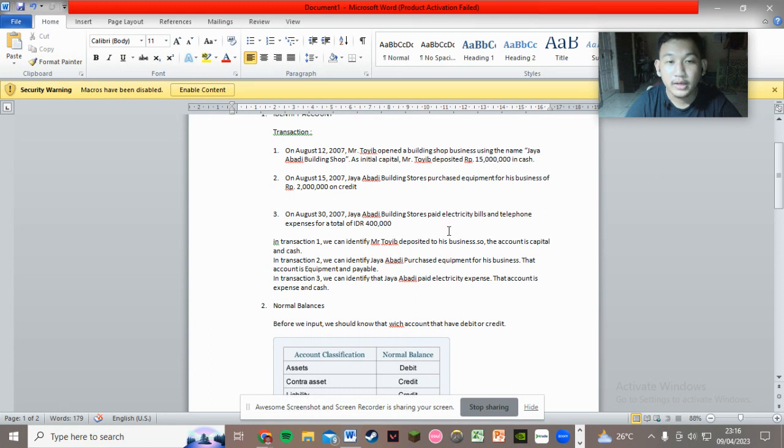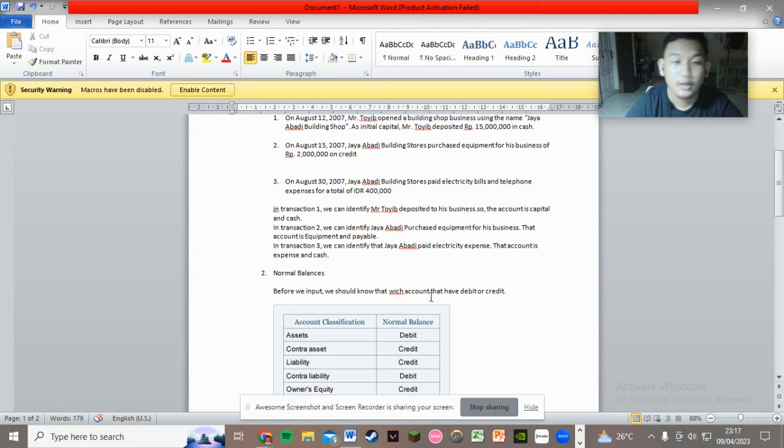Okay, in transaction 2, we can identify that Jaya Abadi Building Store purchased equipment for his business. The accounts we can identify are equipment and payable. In the next transaction, we can identify that Jaya Abadi paid an electricity expense. The accounts will be expense and cash.